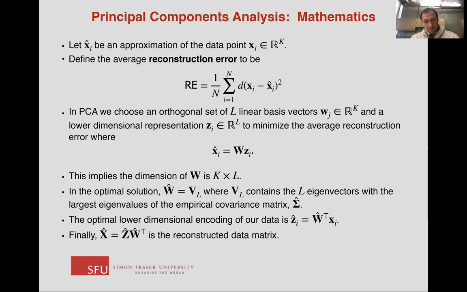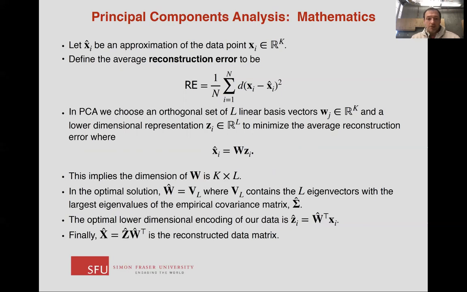reconstructed data point. Okay. So in principal components, what we're doing is choosing an orthogonal set of L linear basis vectors. These are our WJs, and a lower dimensional representation. These are our ZIs, to minimize the average reconstruction error, where we're defining our approximation to xi to be, so xi hat here is W times zi.